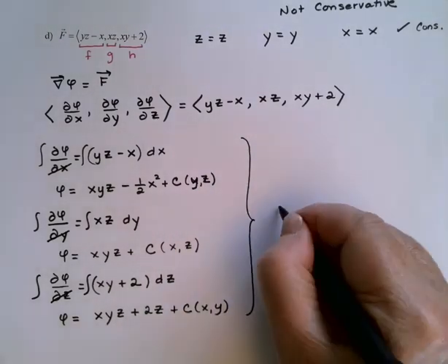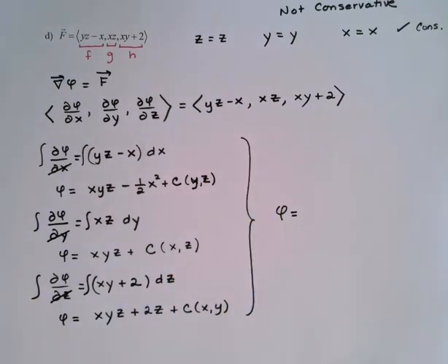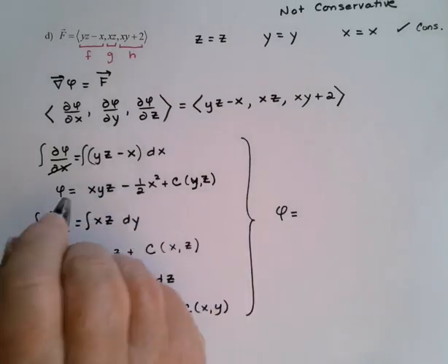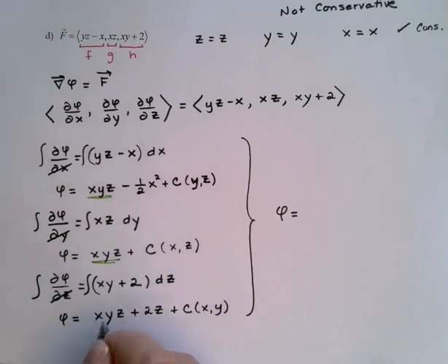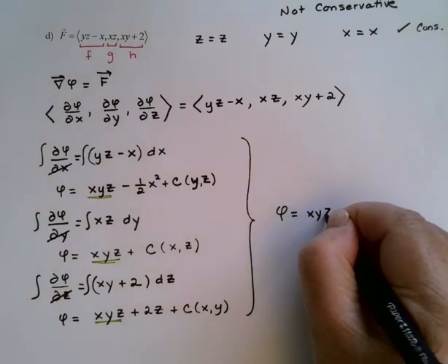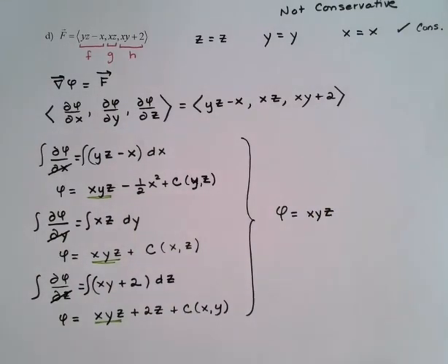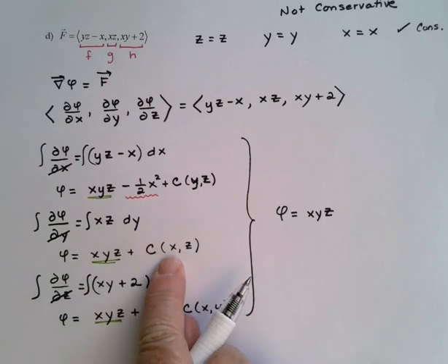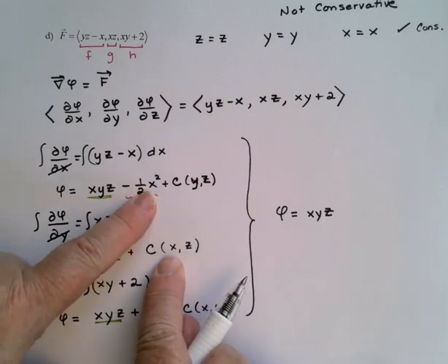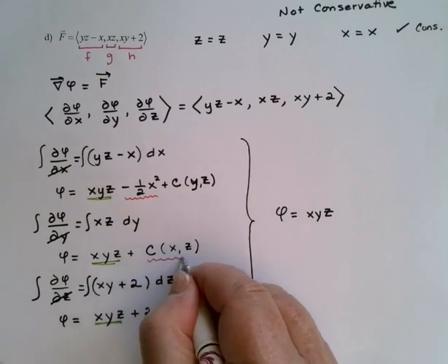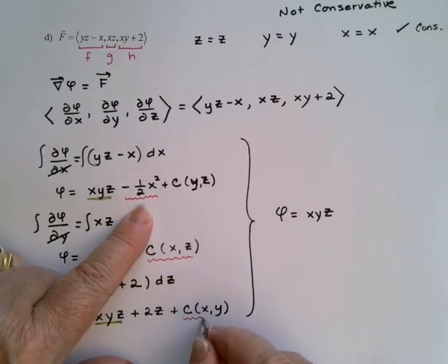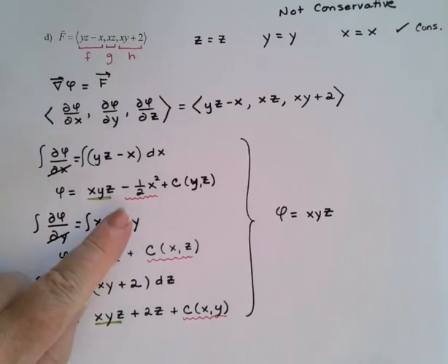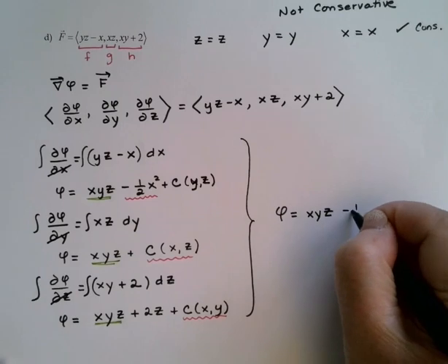All right, I want to put all this together and come up with one function that represents phi. And I'll start by saying that xyz is definitely part of all 3 answers. So xyz is absolutely going to be part of my final answer. This negative 1/2 x squared could be in the c of x and z, since there's only x's, so x's and z's are fine. And it could also be in the c of x and y. So there's some place that fits in every single integral to represent that. So I'm good with that.